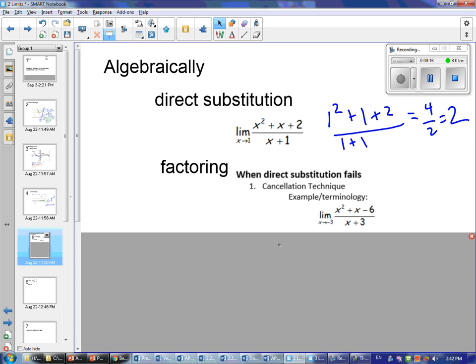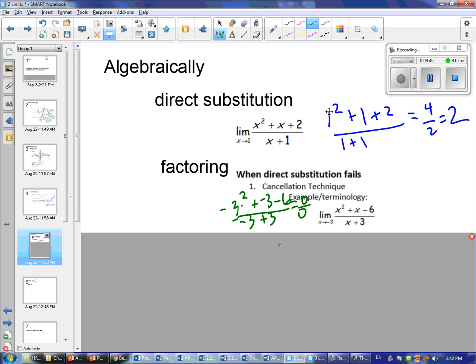If it does not work, you should check to see if you can factor. So here we have the limit as x approaches -3. First thing I should do is try my direct substitution because it's always the easiest method. So -3 squared plus -3 minus 6 over -3 plus 3. This is going to give me 9 minus 3, which is 6, minus 6 is 0, over 0. There's that indeterminate form. That is a broken limit. You need to fix it.